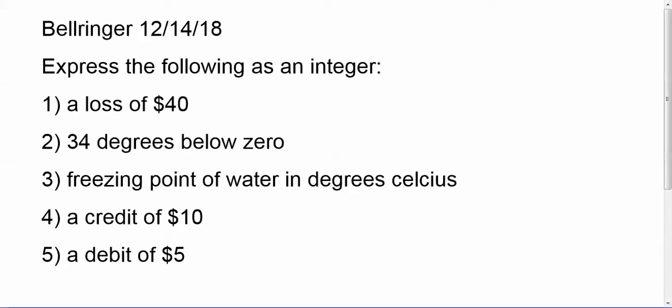Okay, so a loss of $40, the key word here is loss, right? So that's going to indicate a negative number, so negative 40. 34 degrees below zero, that's also going to tell us that that's a negative number, so negative 34. The freezing point of water in degrees Celsius, this is one of those things that you will need to know for science and for life. That is 0. And 0 is considered neither negative nor positive, so it's kind of neutral territory.